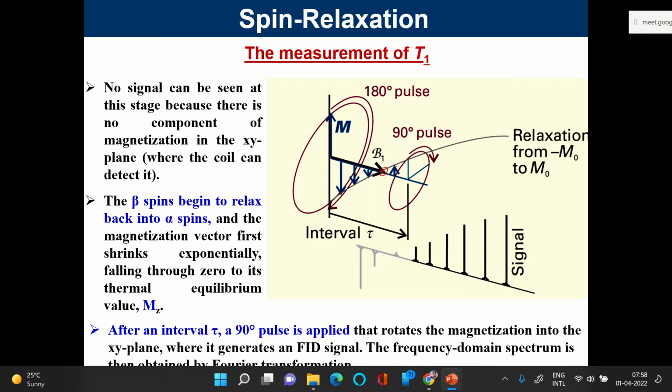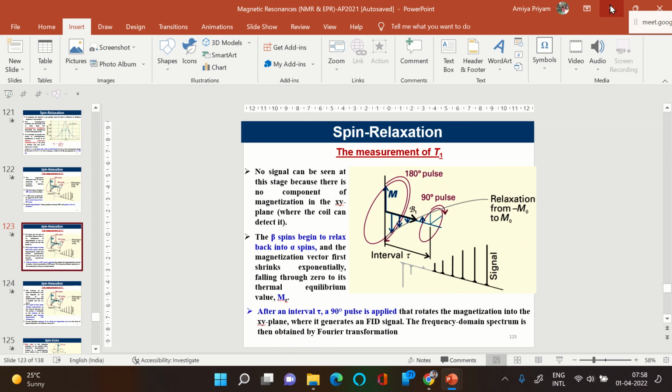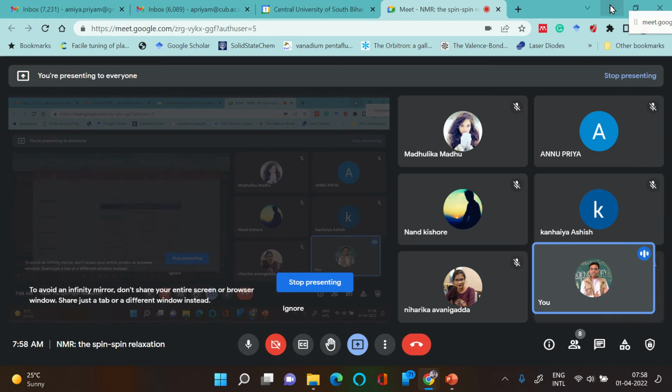T1 will take longer to discuss, and I think we will discuss a little bit more on this sometime. It is around 8 o'clock and I have to leave. Thank you very much for attending the class in the morning. The T1 part involves two pulses and is slightly complicated. We will talk about it later.